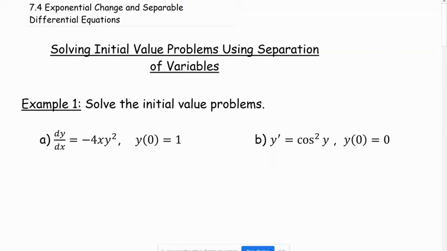Hello, everybody. Today's lesson is on section 7.4 from our calculus book on exponential change and separable differential equations. If you have the note template printed, you can follow along using that.